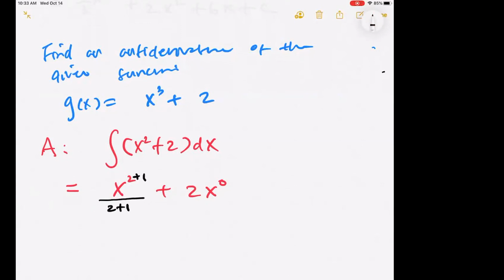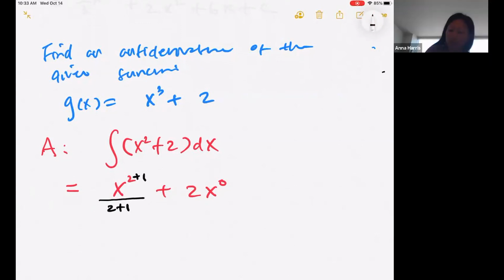Miss Harris, yes. Why at the top on the G is X? Oh my goodness, that's a mistake.